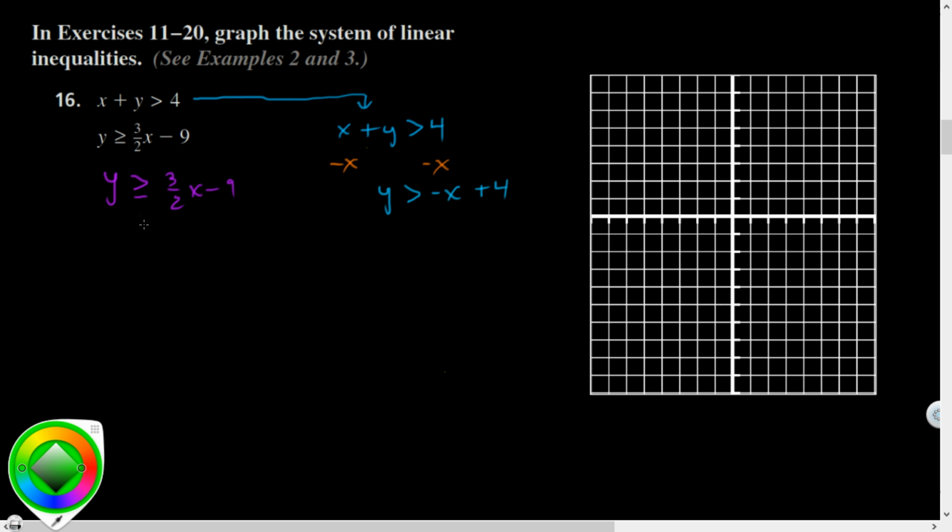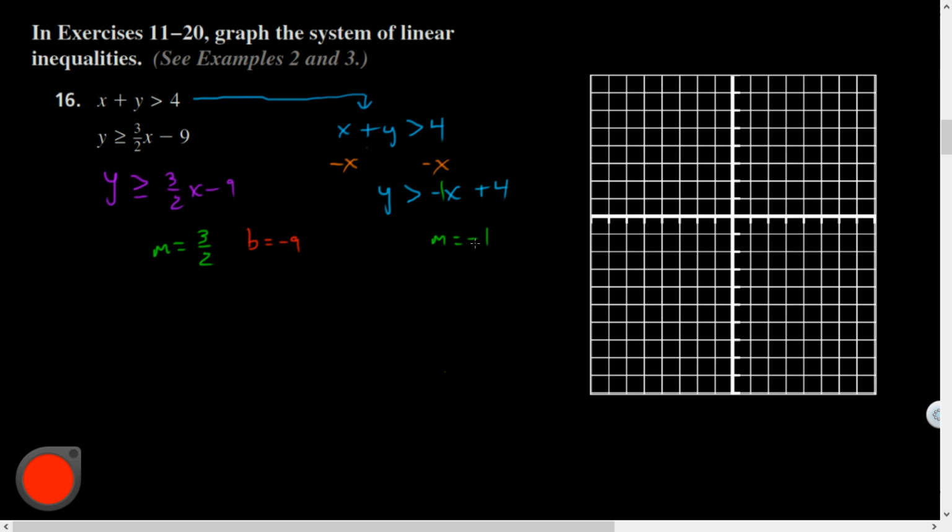We'll write the slope and the y-intercept. So the slope over there is 3/2. The slope here is -1, like a hobbit wearing a ring. It was invisible the whole time. And over here the y-intercept is the -9, and over here the y-intercept is 4.